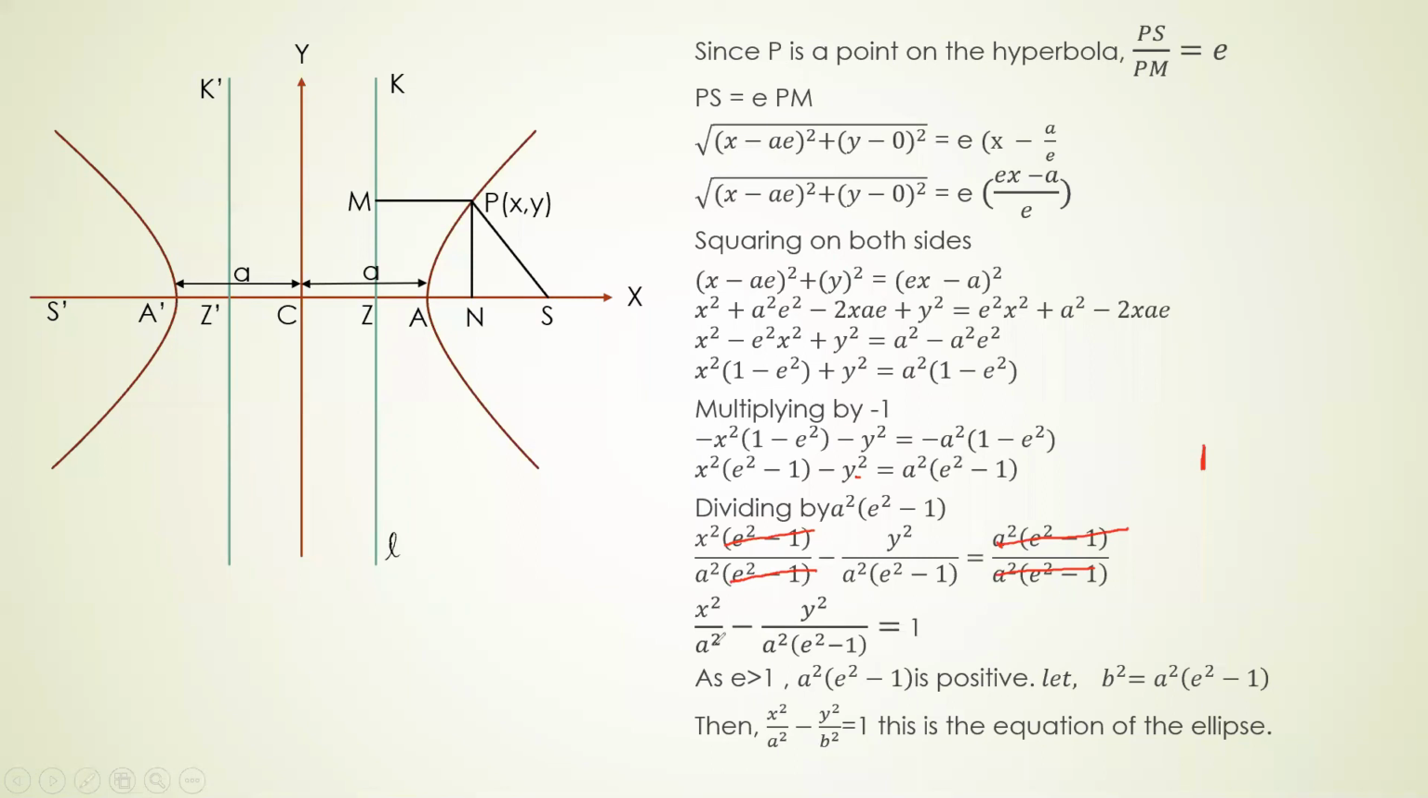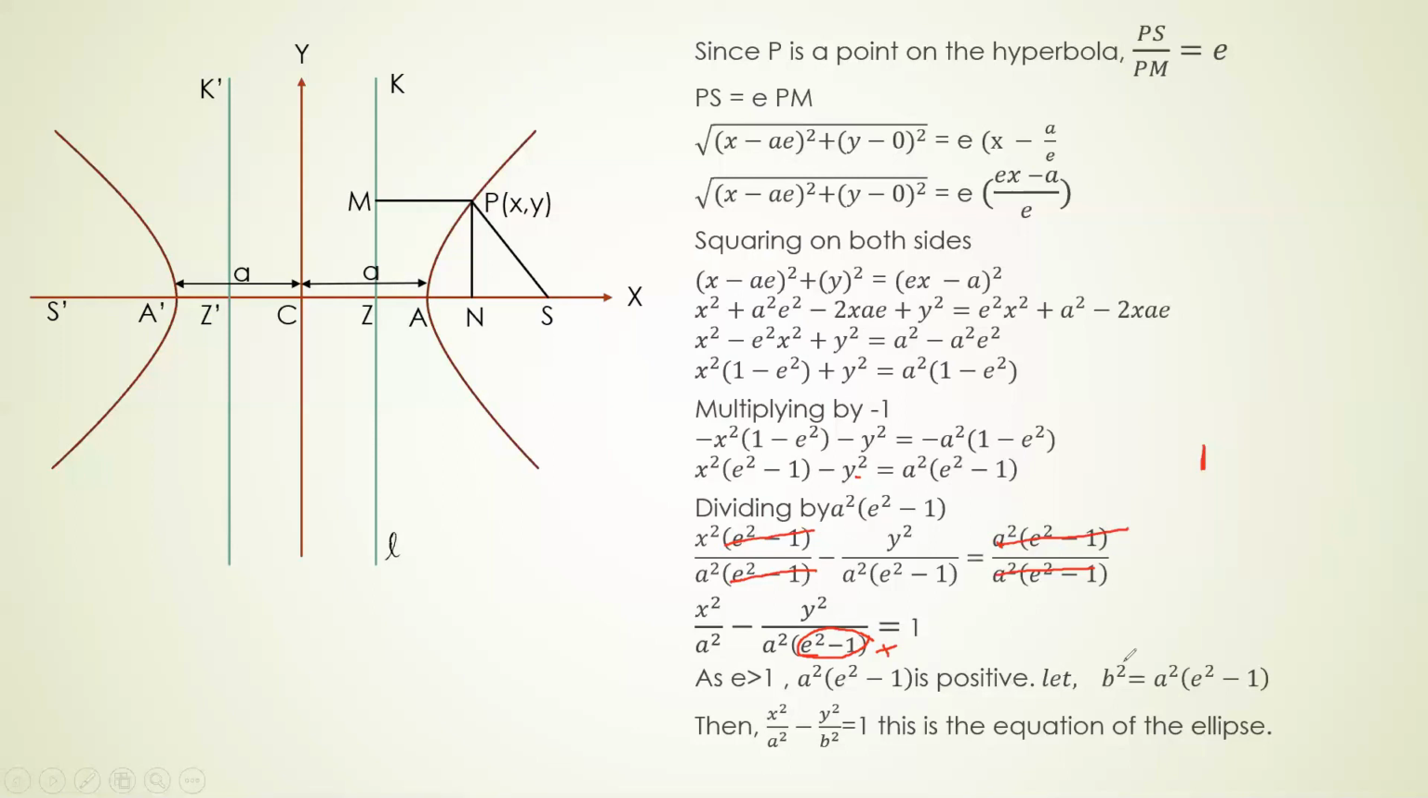So x square divided by a square minus y square divided by a square into (e square minus 1) is equal to 1. As we already know, the e value is greater than 1 because it is a hyperbola. The e value is greater than 1, it might be 1.5 or any value. When we square it, it will be still greater, which means this total answer will be a positive answer, because this part is bigger. Bigger minus smaller will always be a positive number, so the total denominator will be a positive answer.